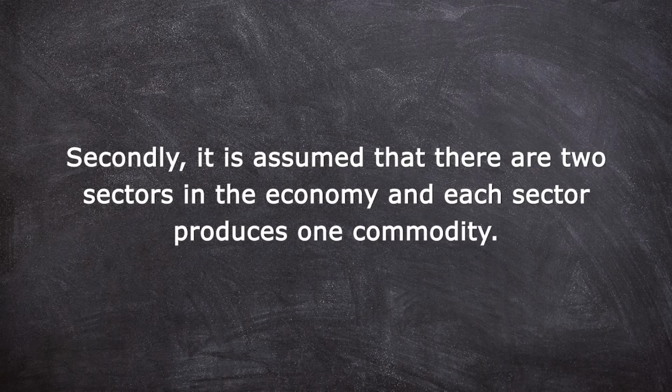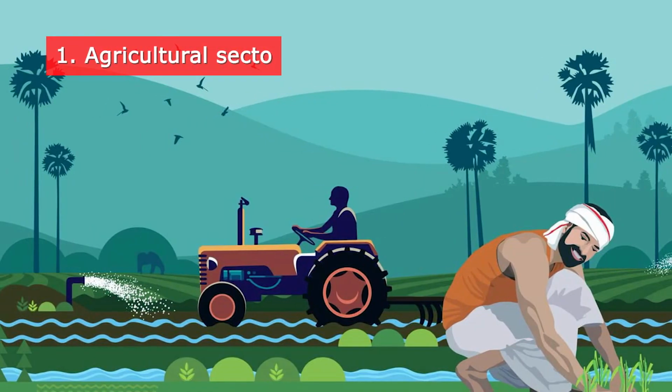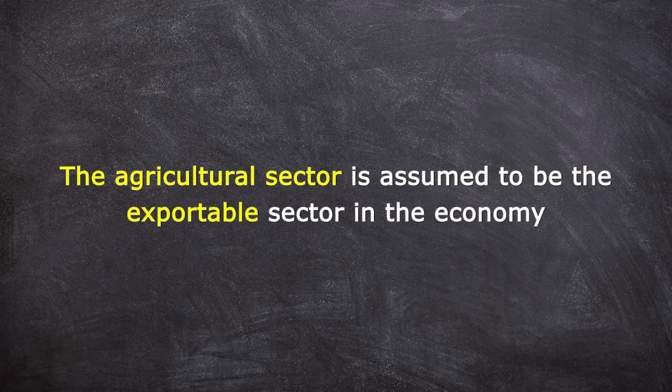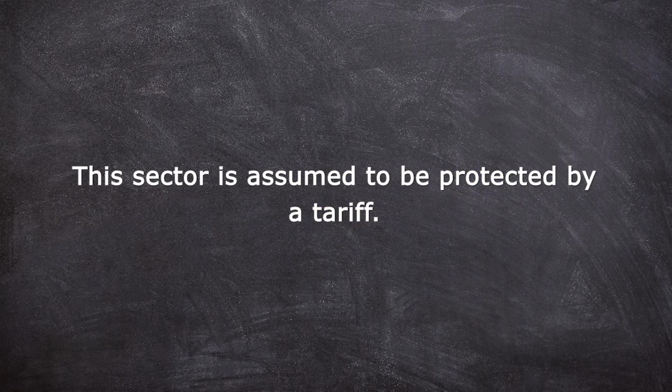Secondly, it is assumed that there are two sectors in the economy and each sector produces one commodity. The two sectors are assumed to be agricultural sector and manufacturing sector. The agricultural sector produces agricultural products and the manufacturing sector produces manufacturing products. Now, the agricultural sector is assumed to be the exportable sector in the economy, whereas the manufacturing sector is assumed to be the import competing sector. And this sector is assumed to be protected by a tariff.